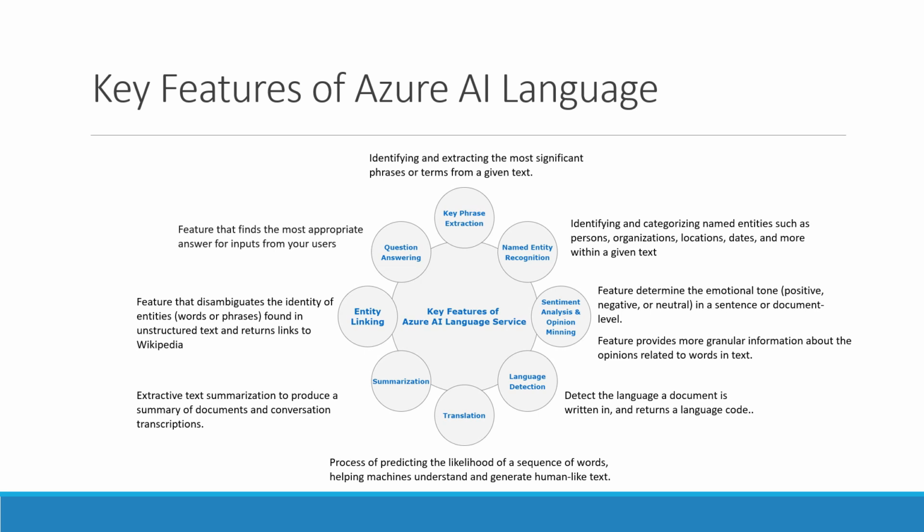And question answering. This feature is most appropriate when we ask some questions and the application gives us a response. For example, what is the weather today? The application will give the response of what the weather is today. So this is all about the key features of Azure AI language.